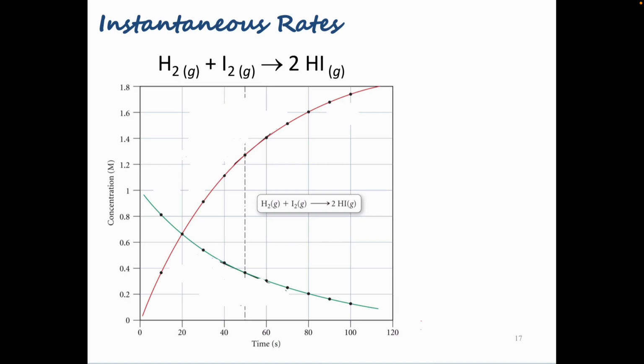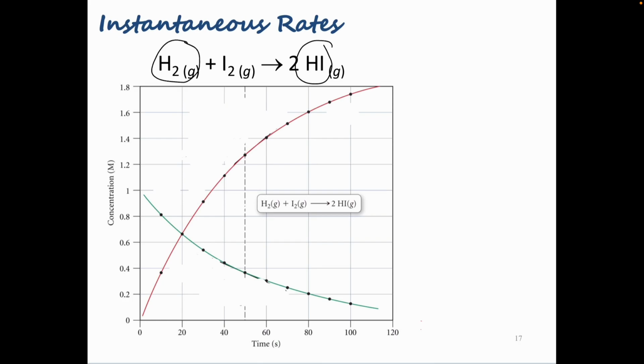I'm going to tell you that one of these curves corresponds to the concentration of hydrogen as it changes over time, and the other one corresponds to the change of hydrogen iodide over time. Let's try to figure out which one is which, the green or the red, which corresponds to hydrogen and which corresponds to our product. So what do we think? Let's take a vote. If we're looking at this red curve, do we think that's the hydrogen or the hydrogen iodide?